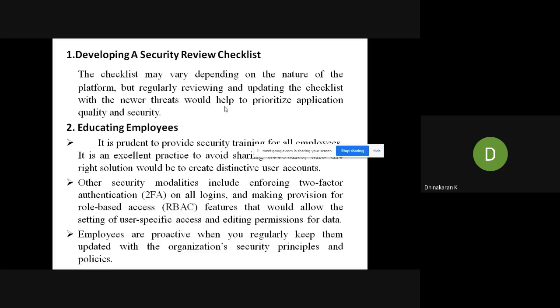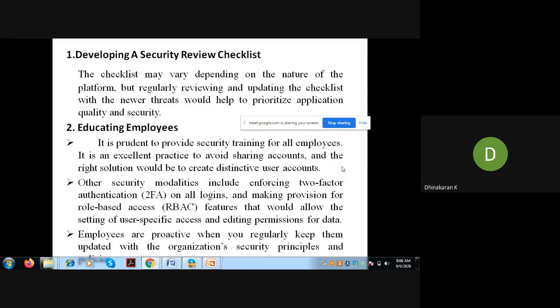So likewise, they develop the checklist. The checklist we need to update regularly, and we are going to mark it in the sites. And educating the employees. What does it mean, educating the employees? This is a normal terminology, but this is very important. So educating the employee, it's prudent to provide security training for all the employees.